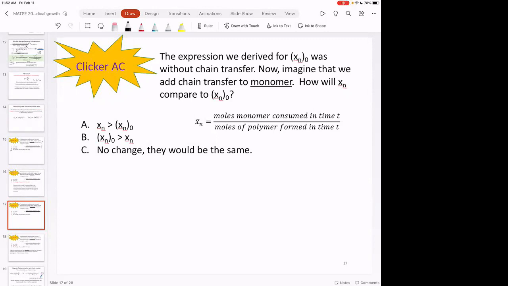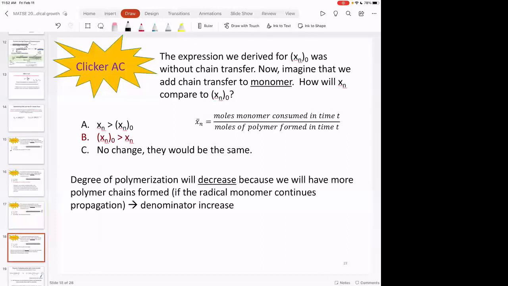And so what happens to our definition? Moles of monomer consumed versus moles of polymer formed. So all of a sudden we've made a polymer, right? When we transfer that growing chain end off of the polymer, we've made a polymer and we've consumed another monomer. And so X bar n0 is greater than X bar n.